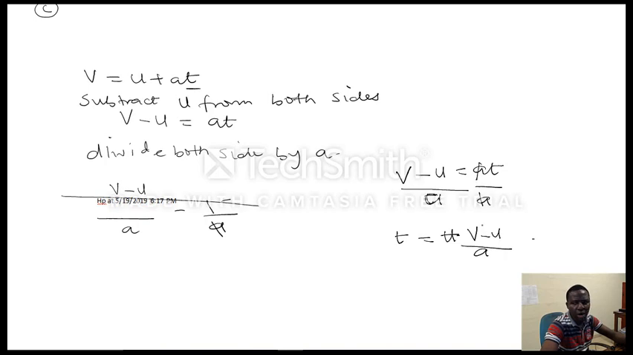So this is how you can make either of the variables the subject of the formula. We are going to solve more examples to drive home our point.